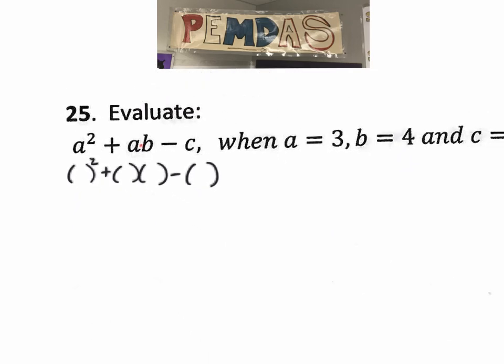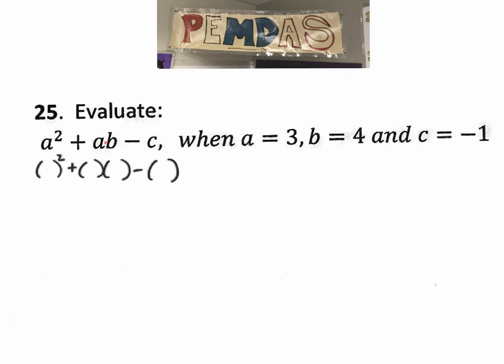So my a value is 3. I want to plug in the 3 right into the a position and right into the a position right there. So there's a 3 in there. Let me color coordinate here. The 3 is going in as blue, a 3 right there, and a 3 right there.